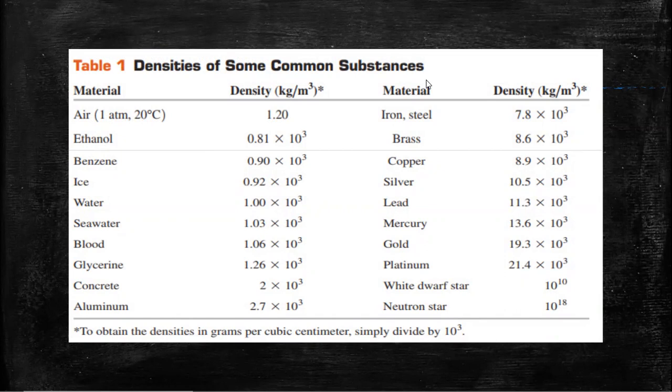In this table, we can see the densities of some common substances. Note the wide range of magnitudes. The densest material found on Earth is the metal osmium, but its density pales by comparison to the densities of exotic astronomical objects, such as white dwarf stars and neutron stars.